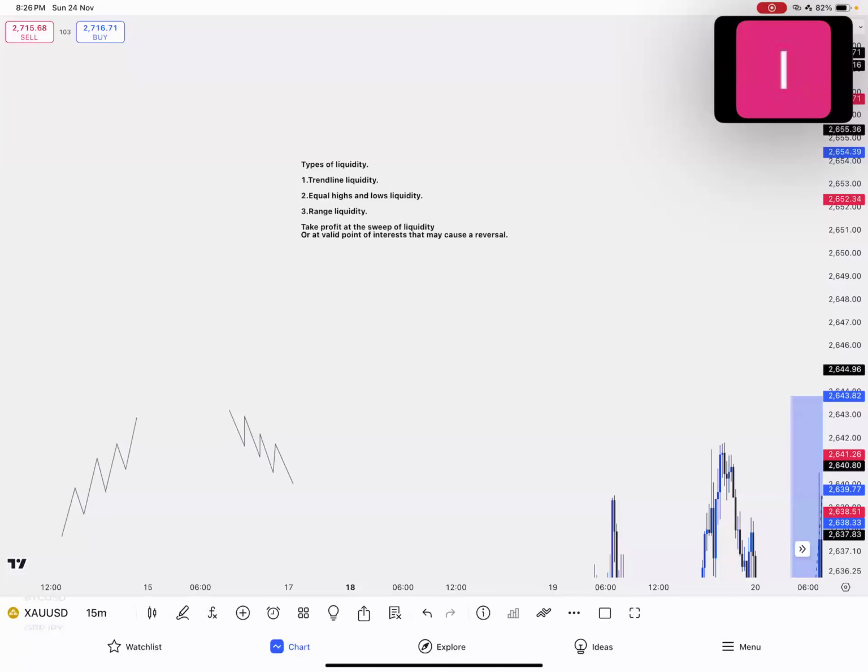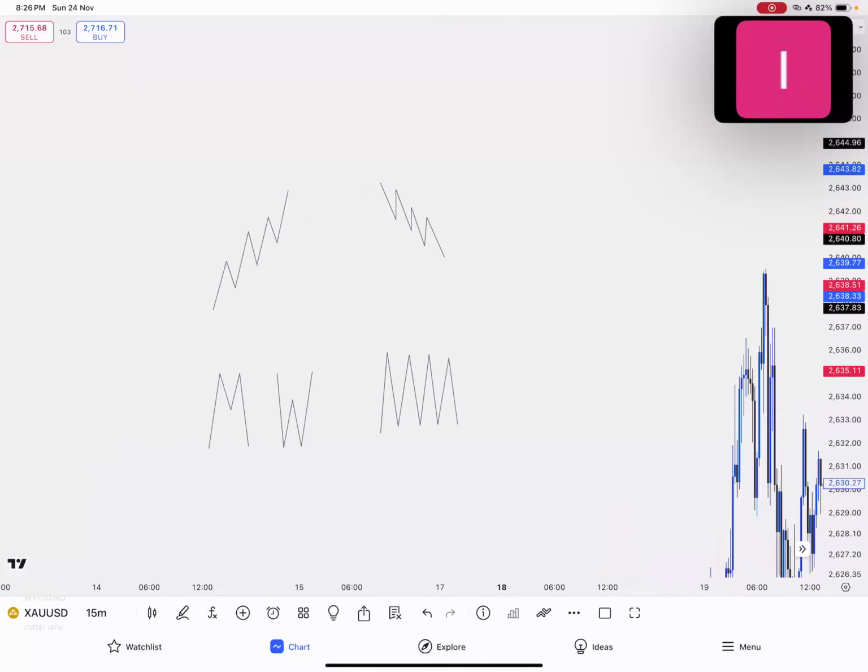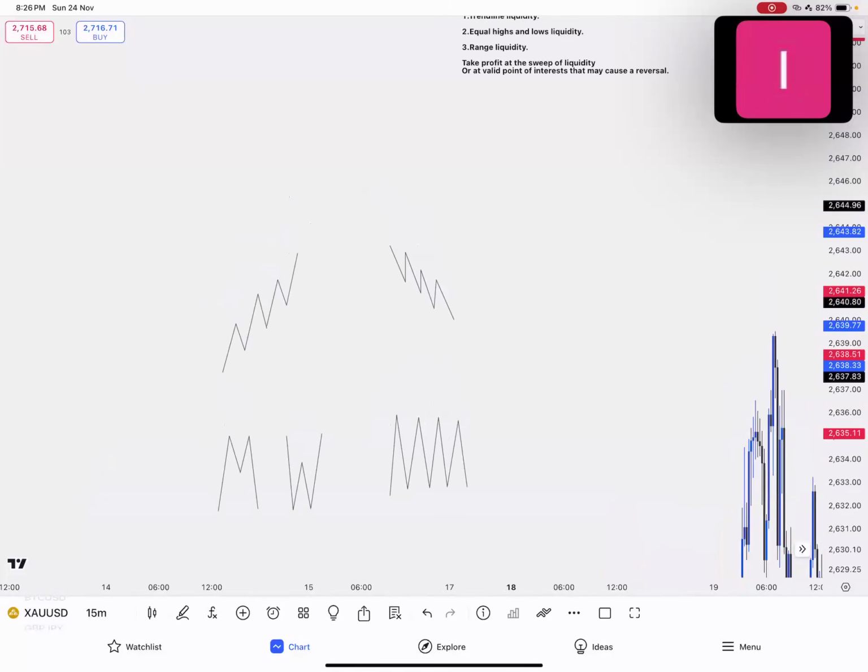Now, that is where it boils down to types of liquidity. So the types of liquidity that we have: first off, we have trend line liquidity. Now remember, when we talk about trend lines, we have the uptrend and the downtrend. So in that uptrend and downtrend, we have the trend line liquidity. So what do I mean by trend line liquidity? The market is trending in a particular direction, be it the uptrend or the downtrend.